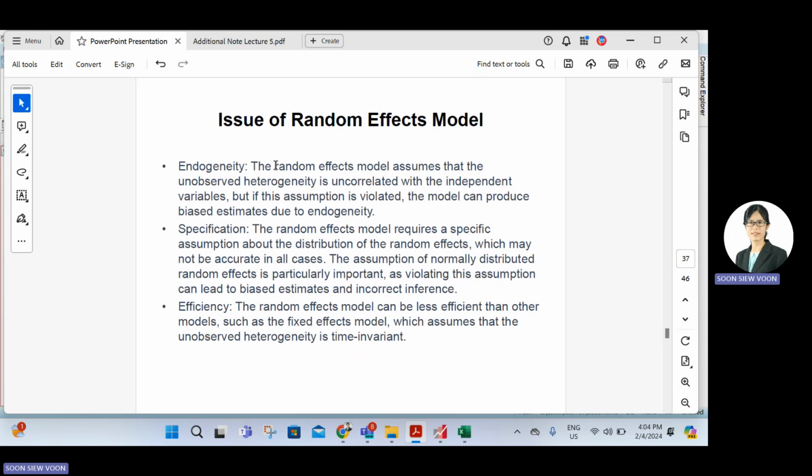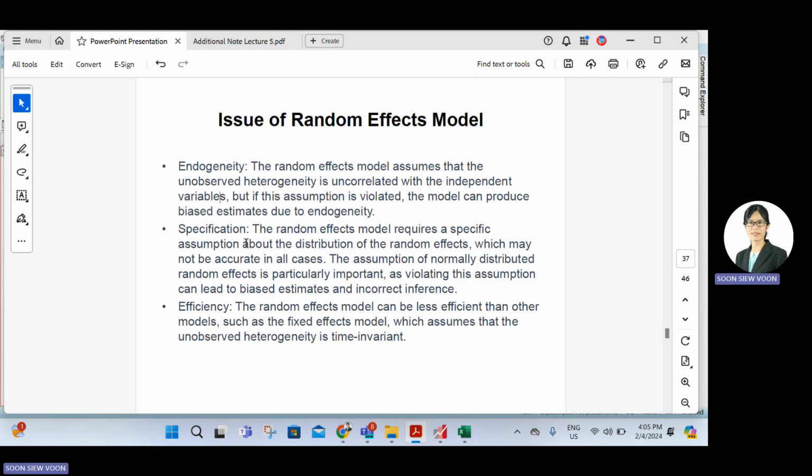Endogeneity. The random effect assumes that the unobserved heterogeneity is uncorrelated with the independent variables, right? But if this assumption is not warranted, the model actually produces bias due to the endogeneity issue. It might have endogeneity because the AI might correlate with the independent variable. Then there is the specification issue, because the random effect model requires specific assumptions about the distribution of the random effect.